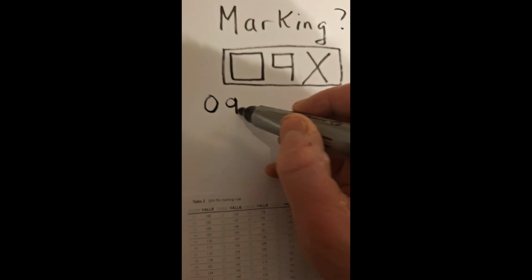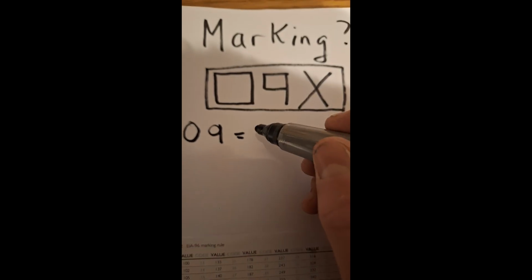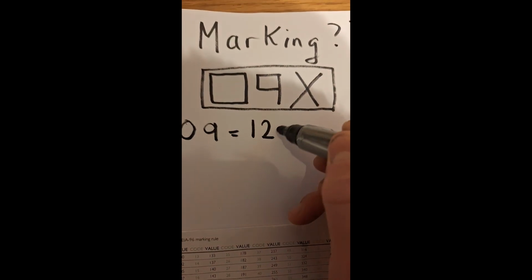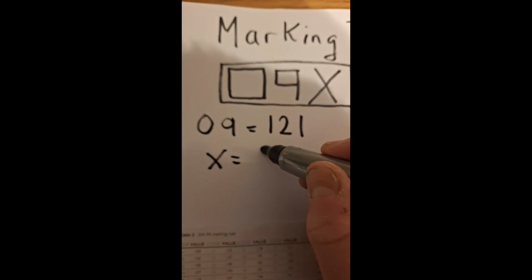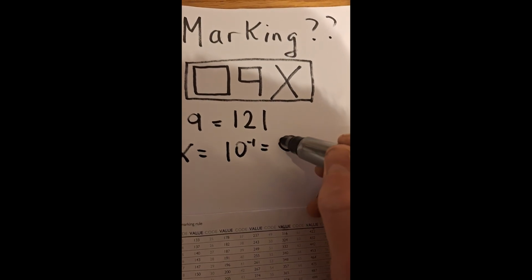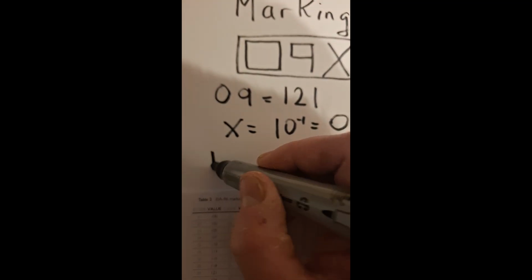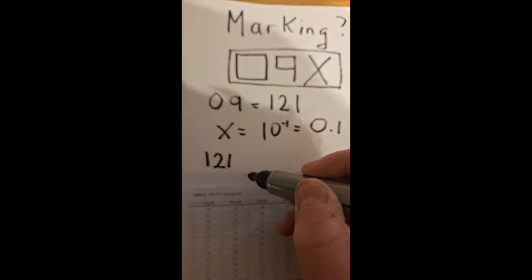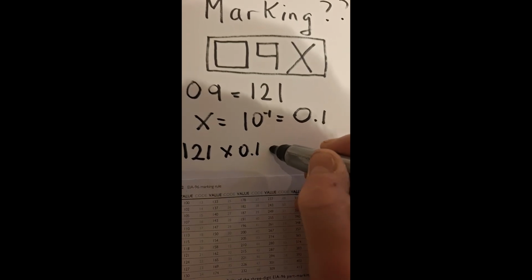09X can be broken down to 09 and X. From our table we can see that code 09 corresponds to 121. X is the multiplier, which in this case is 10 to the power of -1, which equals 0.1. So now we have 121 multiplied by 0.1, which is of course 12.1. So the value of our resistor is 12.1 ohms.